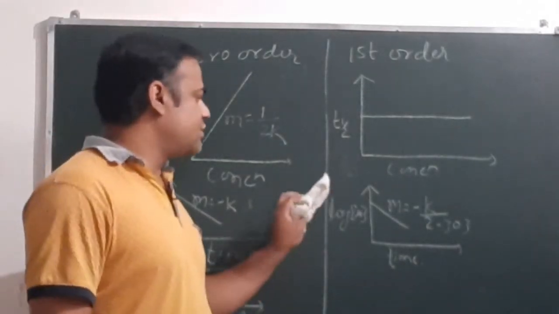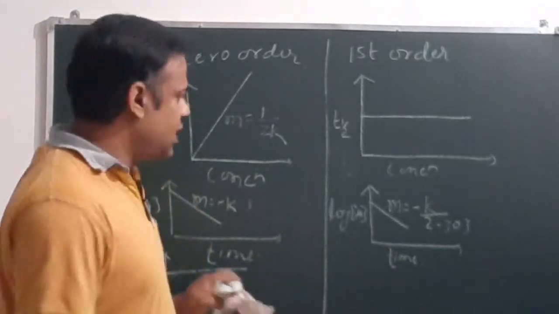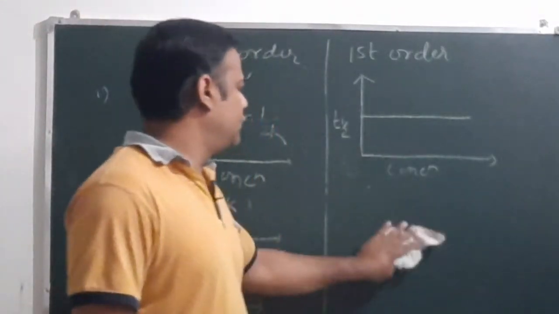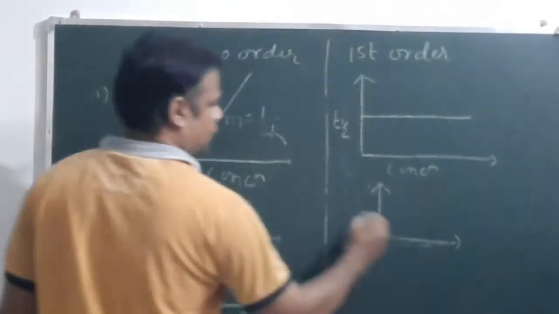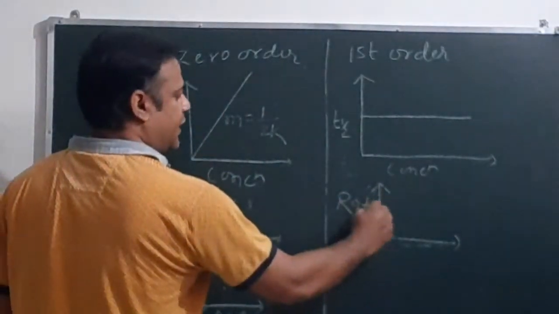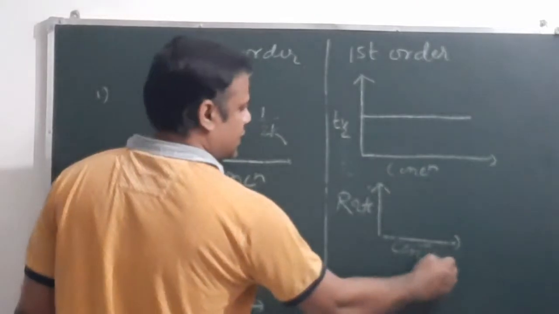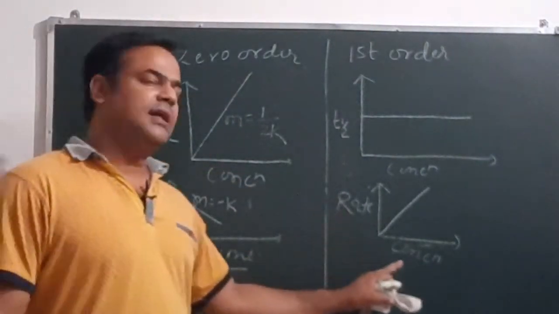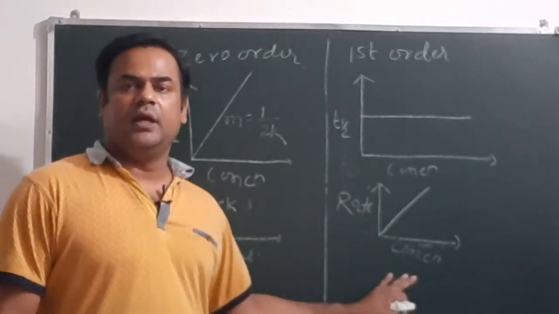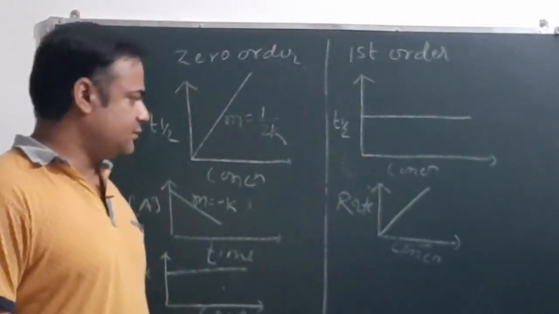Now in case of first order reaction, if you plot rate and concentration, then it will be a straight line. Rate is directly proportional to concentration in case of first order reaction.